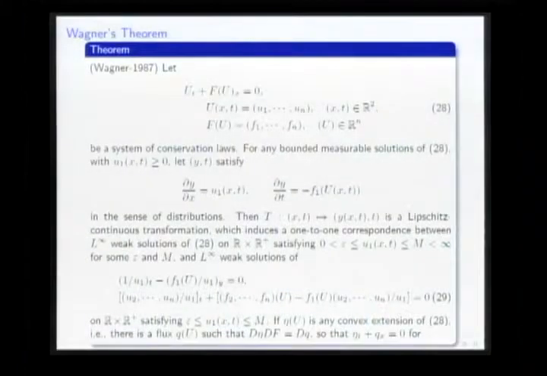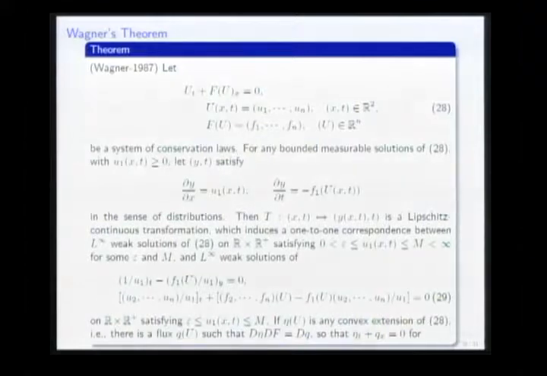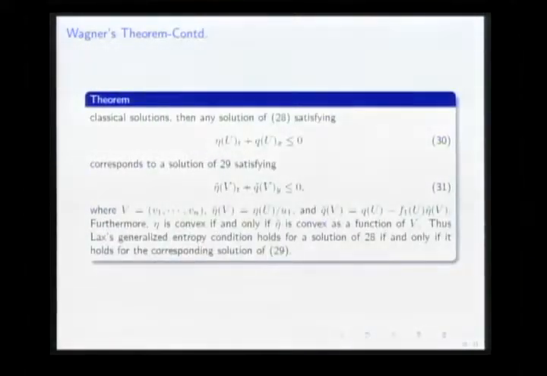So here we have to invoke the theorem due to Wagner, which says that for a system of conservation laws, for any bounded measurable function of this system, if it satisfies the following properties in the sense of distribution, then this transformation is Lipschitz continuous, and this induces a one-to-one correspondence between the L infinity weak solutions of this system and the following system. So this is perfectly what we need to show uniqueness for our initial free boundary value problem in the Eulerian coordinate. Furthermore, these two corresponding solutions satisfy the respective entropy inequality, as well as the Lax entropy inequality.